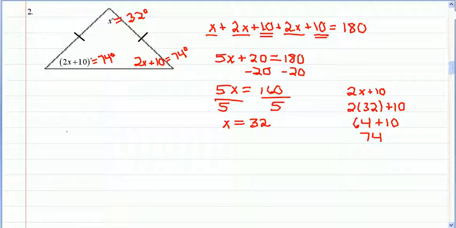So to classify this triangle by its angles, we have three angles that are all less than 90 degrees. So that means by angles, this triangle is acute. By sides, we knew from the beginning that it was isosceles because we had the markings between two sides. So it's an isosceles triangle, and the three angles are 32 degrees and then two base angles of 74 degrees each.